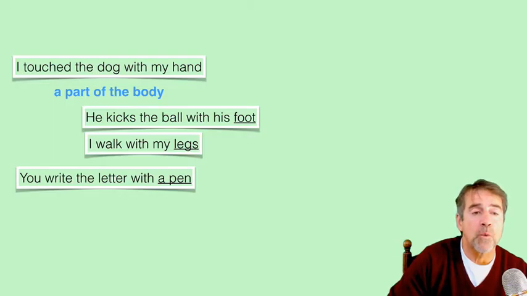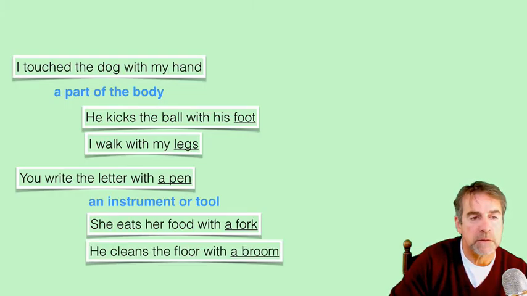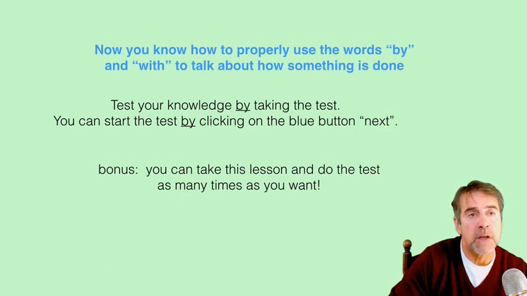You write the letter with a pen. A pen is a tool. It's something that we use. It's an object that we use to do something. It's an instrument or a tool. So here's another example. She eats her food with a fork. How does she eat it? With a fork, not by a fork. He cleans the floor with a broom. A broom is an instrument that we use to clean the floor. Now you know how to properly use the words by and with to talk about how something is done.